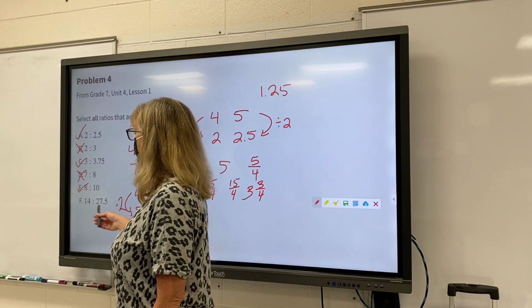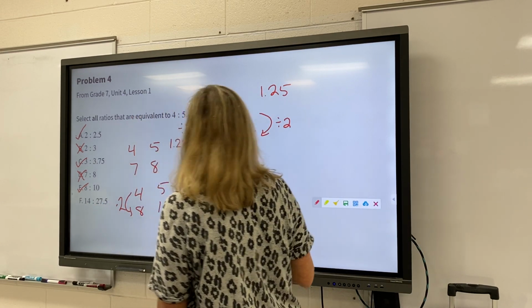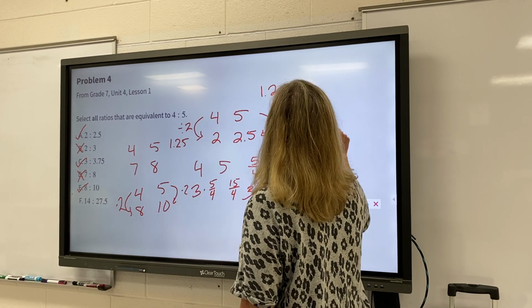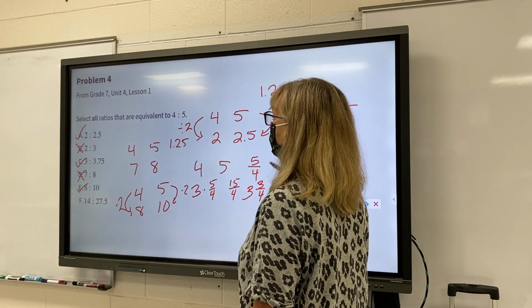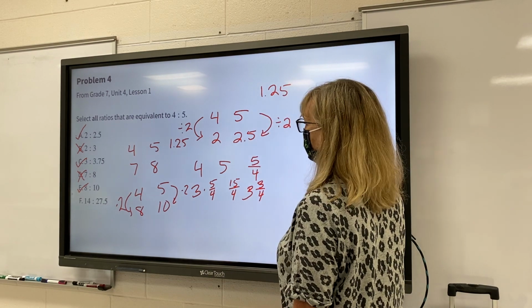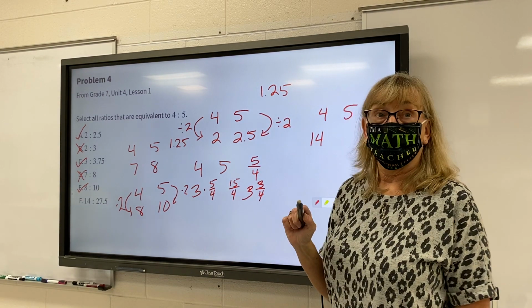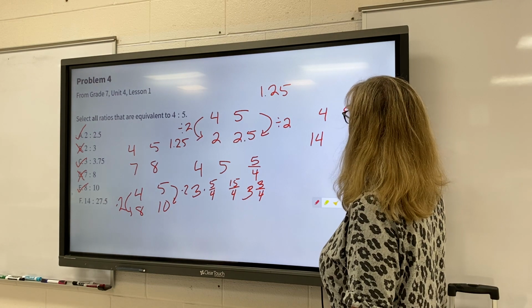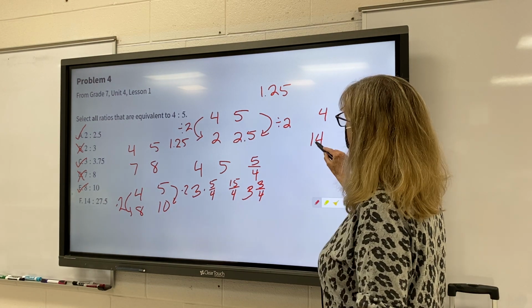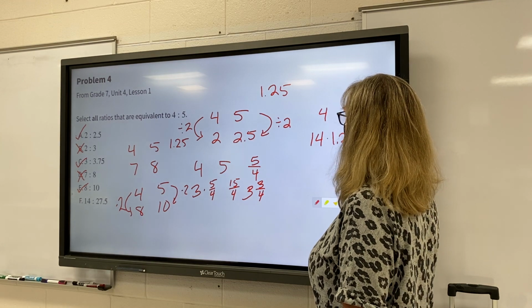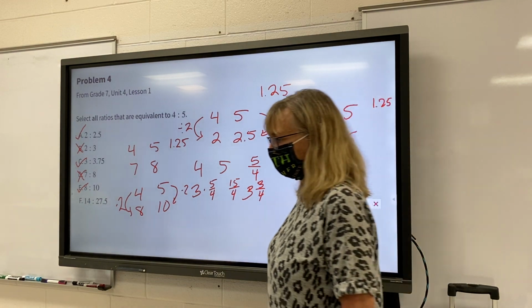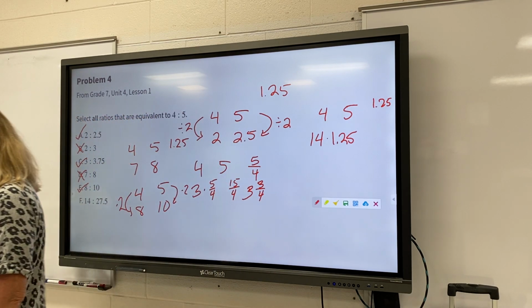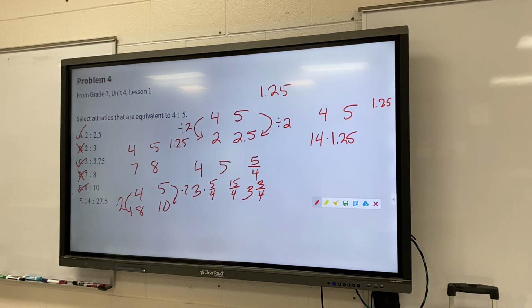All right, 14 to 27.5. Which method do you think you're going to use for that one? You're going to use COP? I probably would. Okay, so the COP is 1.25. So take 14 times 1.25. What do you get? Are you going to get anything close to 27.5? Yeah, so this one does not work. So A, C, and E work.